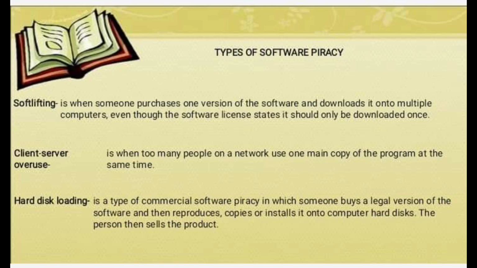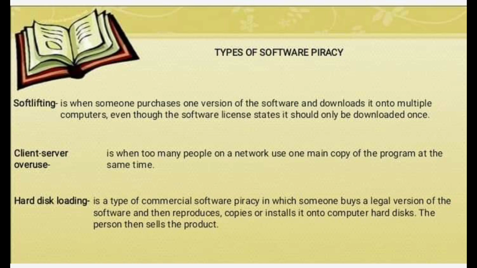First, shoplifting. Shoplifting is when someone purchases one version of the software and downloads it onto multiple computers, even though the software license states it should only be downloaded once. This often occurs in business or school environments and is usually done to save money. Shoplifting is the most common type of software piracy. For example, providing software to more corporate users than are covered by the license agreement.